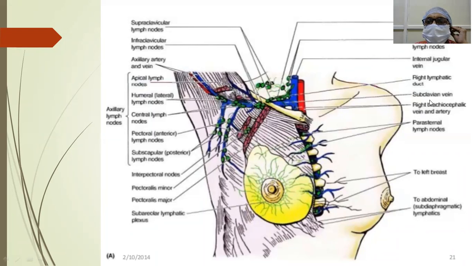Then you have the subclavian lymph trunk. And these are the parasternal lymph nodes. And they drain the medial side into the opposite breast. These are the submental.